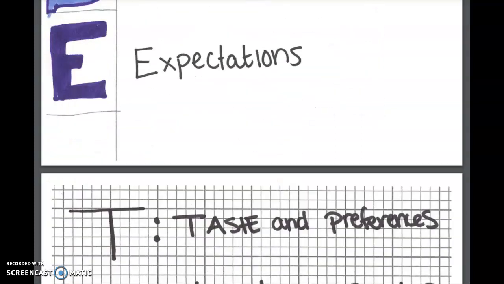And finally, E is expectations. If we expect a new product to hit the market, making the one that we're looking at buying obsolete, we might put it off. If we expect the price is going to go up, we might make a purchase now. So expectations can cause shifts in demand.